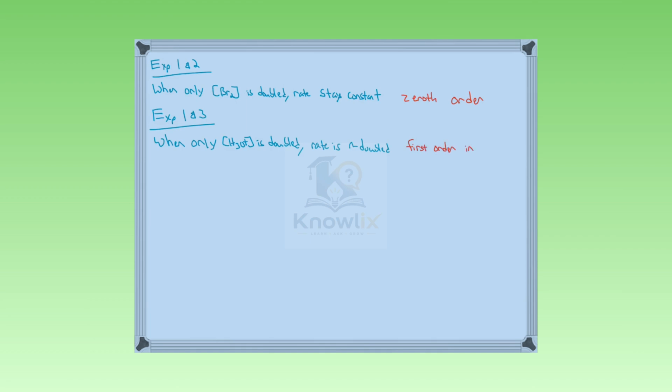And this is representative of first order. If what we do to the concentration, we do to the rate, we double the concentration, we double the rate, we halve the concentration, we halve the rate. This is representative of first order. So it's first order with respect to H3O+, 0 order with respect to Br2.